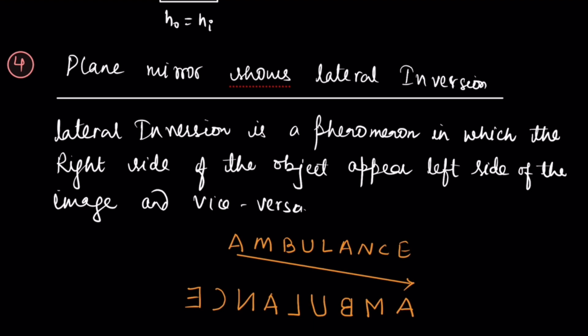You can do an experiment at home. Take any alphabet and go near the mirror, and you will see that the alphabet gets reversed, left becomes right. Even a basic example is, suppose this is a mirror and here a person is standing. If the person raises the left hand, in the mirror it will show the right hand. This phenomenon is called lateral inversion.